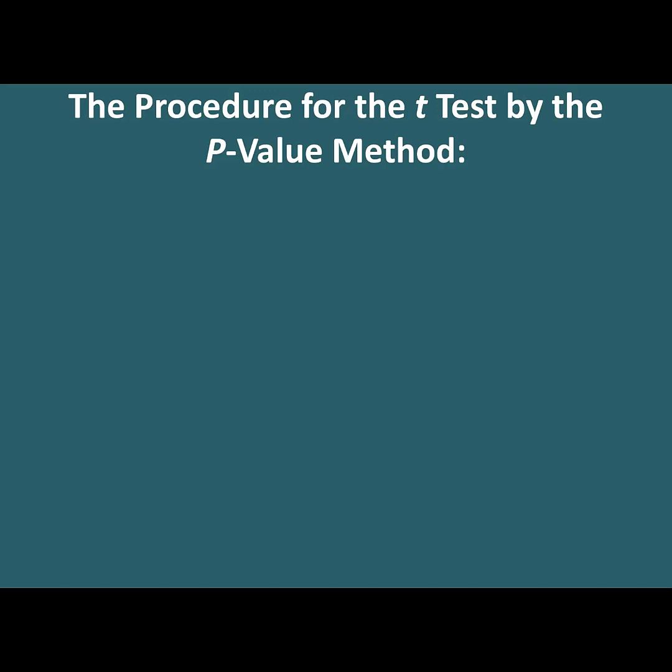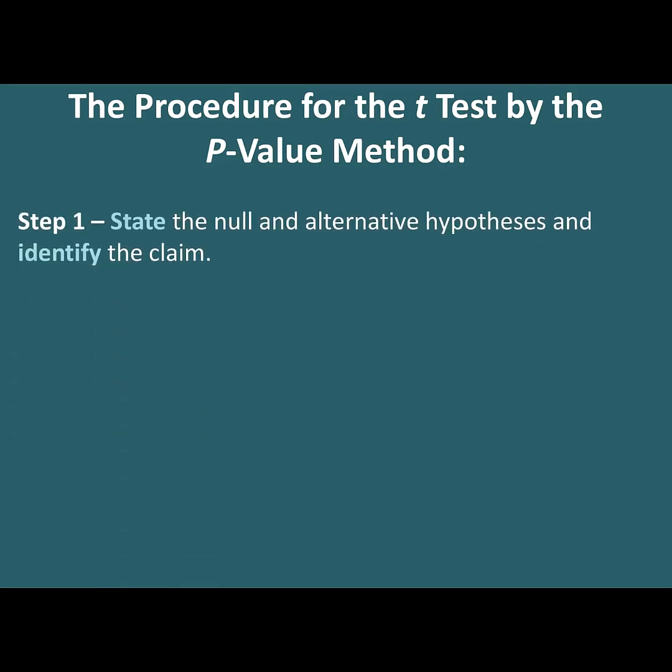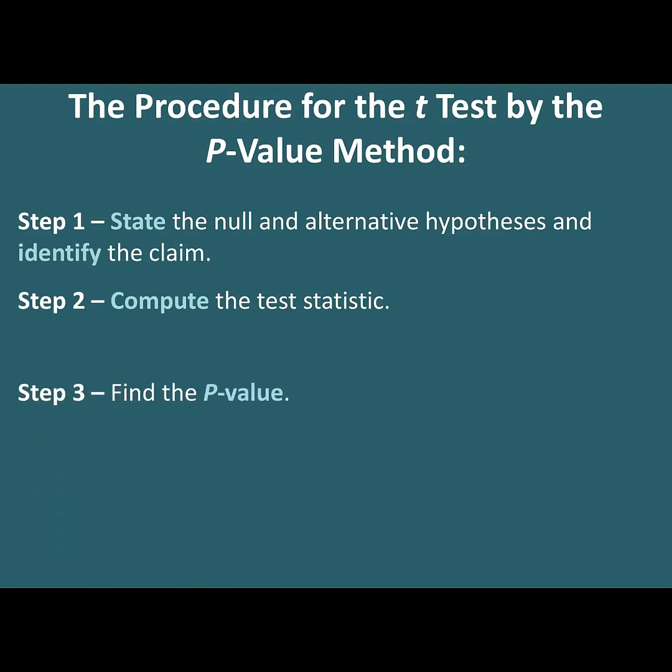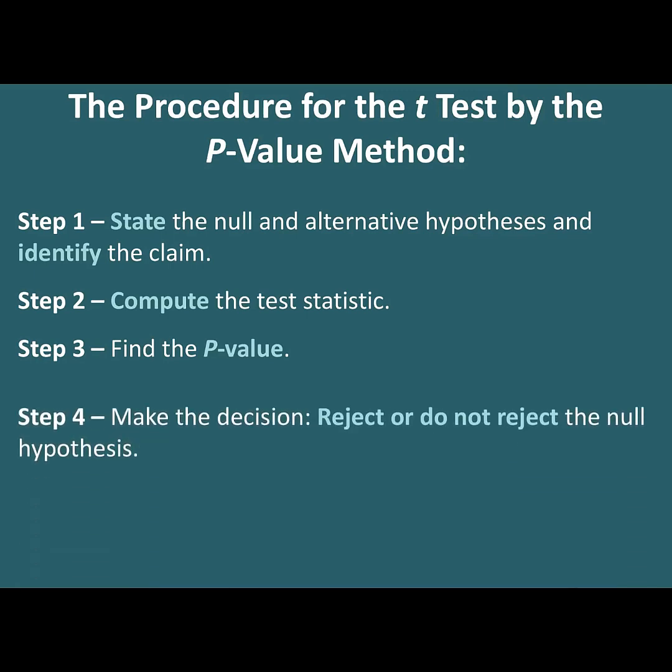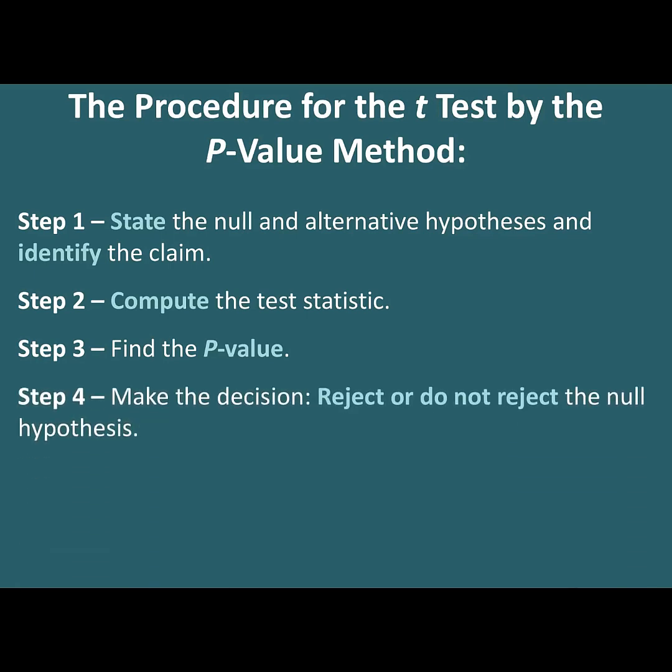Here's the procedure for the t-test by using the p-value method. First, once again, state the null and alternative hypotheses, then identify the claim. Second, compute the test statistic. Third, find the p-value. Fourth, make a decision to reject or not to reject the null hypothesis. And fifth, summarize the results.